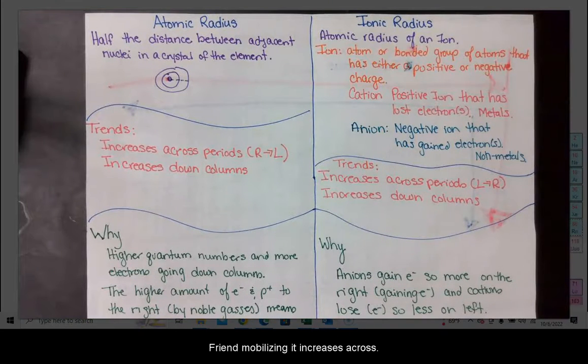The trend, verbalizing it, is that it increases across periods, right to left. It increases right to left.